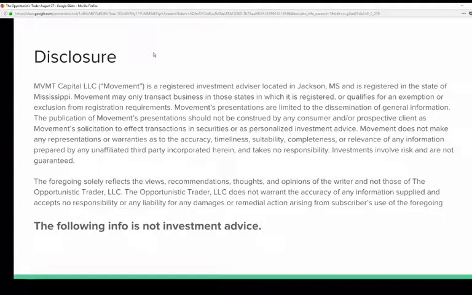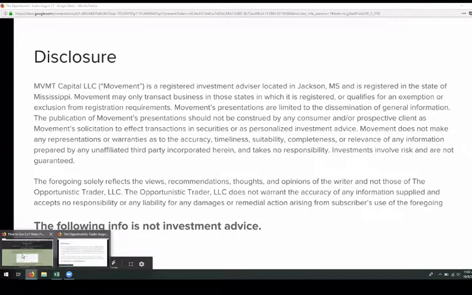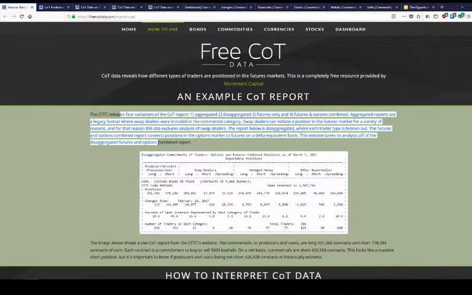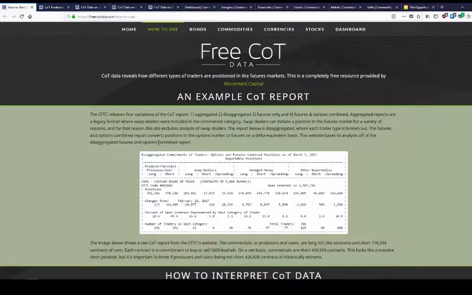So let's get started. Right off the bat, none of this should be construed as investment advice, so don't treat it as such. But for any new listeners, the main thing I talk about is COT data, and it looks at how people are positioned in the futures markets.